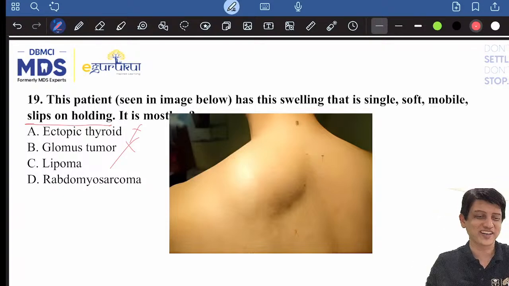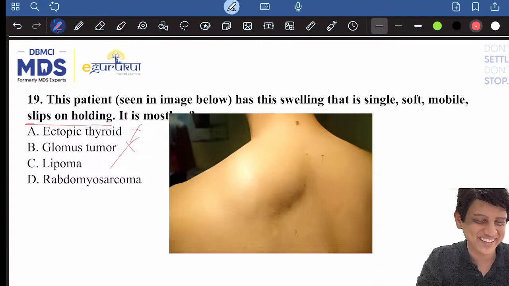Hope it's clear. You will never forget now. Whenever any lipoma comes, you will remember me first. Okay? At least in that way. Next.